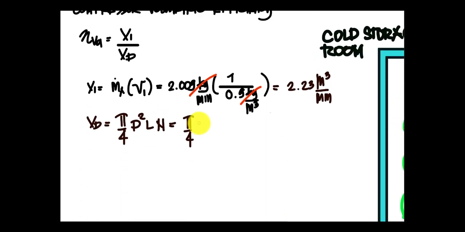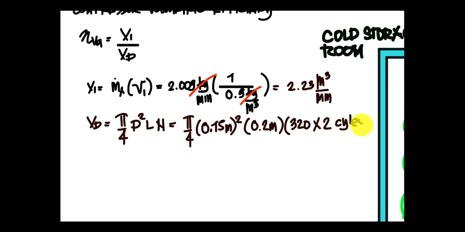So we have pi over 4 multiplied by the diameter, 0.15 meter after converting to meters, squared. Then multiplied by the length of stroke, 20 centimeter, which is 0.2 meter. Then we have the RPM, which is 320 revolutions per minute. Since it is a twin cylinder, I'm going to multiply by 2 for the cycles, so the unit is cycles per minute.